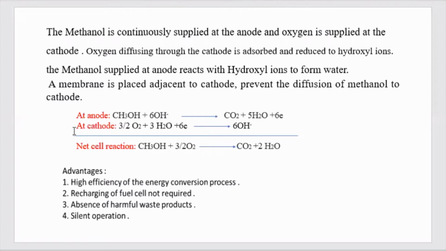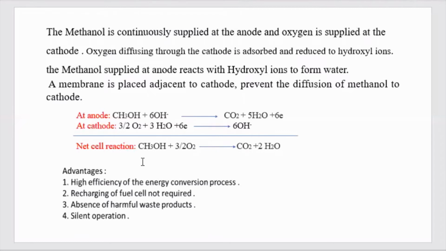If you see the electrode reactions, at the anode, oxidation of methanol takes place. Methanol reacts with hydroxyl ions to form carbon dioxide and water, releasing the electrons. At the cathode, the reduction of oxygen takes place. Oxygen reacts with water and the electrons released at the anode to form hydroxyl ions. In the overall reaction, the hydroxyl ions cancel, and water and electrons cancel. So the overall reaction is CH3OH plus 3/2 O2 gives CO2 plus 2 H2O.